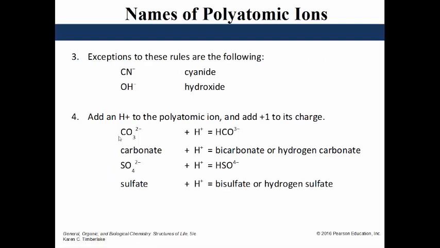And there are some exceptions to this rule, just like in everything else. The compound CN with a charge of 1-, cyanide, and OH with a charge of negative 1, hydroxide. And lastly, when you add a hydrogen ion, H+, to the polyatomic ion, you add a positive 1 to its overall charge based on how else the other bonds are formed.